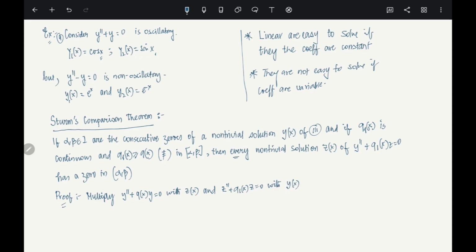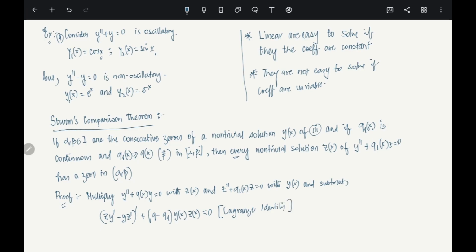Is this okay? Now once you do it and subtract, this is the exact same thing which we did while we used the Lagrange identity, if you remember from the last class. So once you do that, what you have is (z y' - y z')' + (q - q1) y(x) z(x) = 0. How do you get this? It is exactly the Lagrange identity, if you remember. This is Lagrange or Green's, whatever you want to call it, doesn't matter.